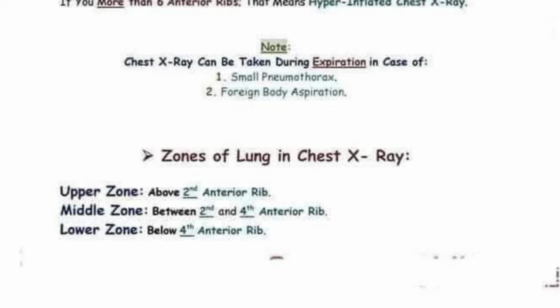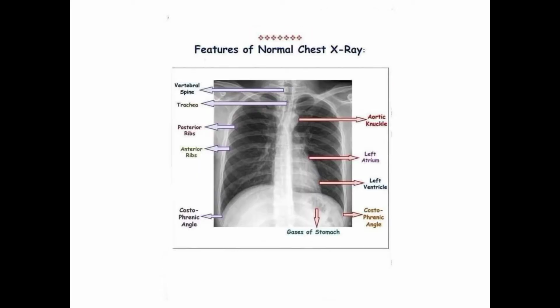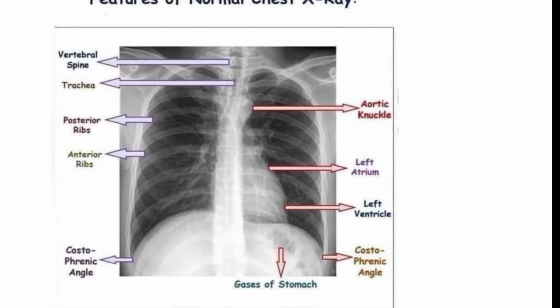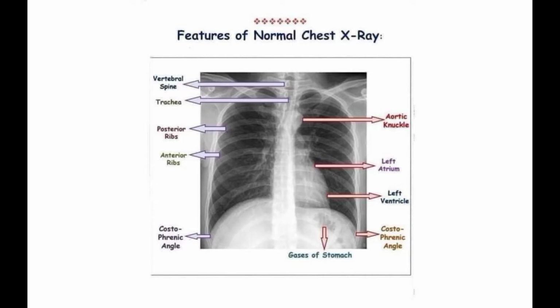Zones of lungs in chest X-ray: upper zone above the second anterior rib, middle zone between the second and fourth, and lower zone below the fourth anterior rib. These are the features of a normal chest X-ray: vertebral spine, trachea, posterior ribs, anterior ribs, costophrenic angles, aortic knuckle, left atrium, left ventricle, costophrenic angle, and gas of the stomach shadow.